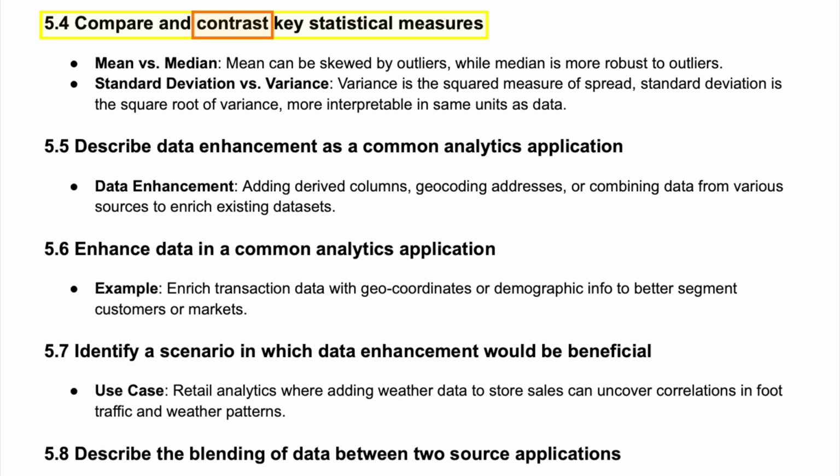5.4 Compare and contrast key statistical measures, mean versus median. Mean can be skewed by outliers, while median is more robust to outliers. Standard deviation versus variance. Variance is the squared measure of spread. Standard deviation is the square root of variance, more interpretable in the same units as data.